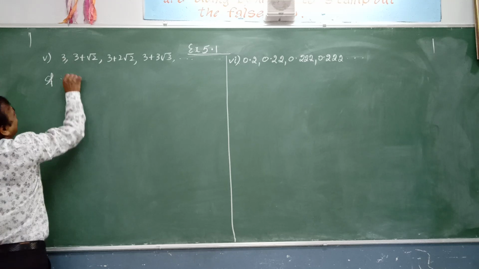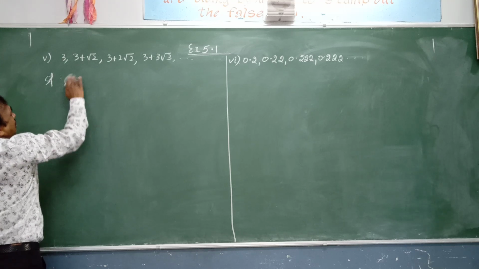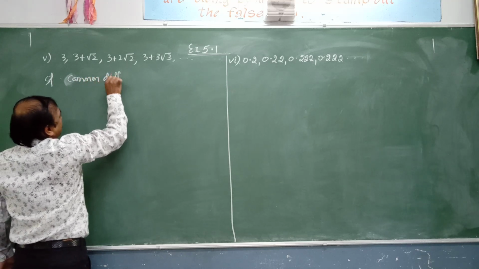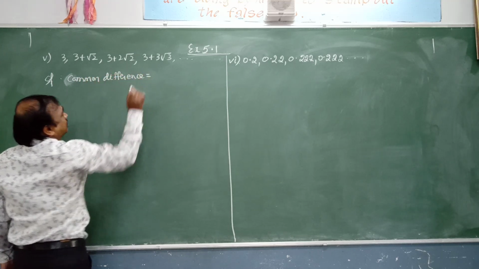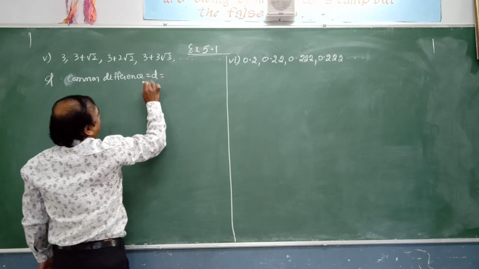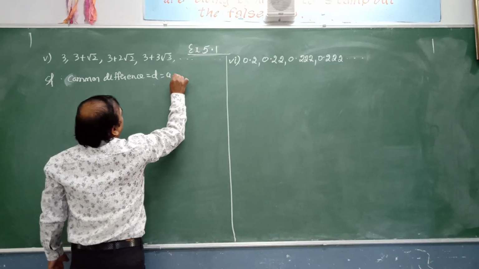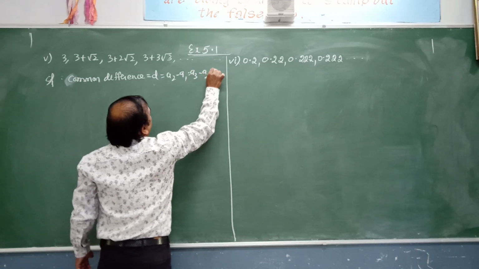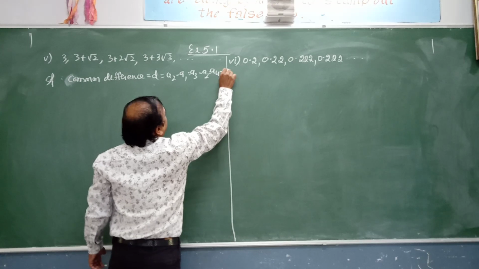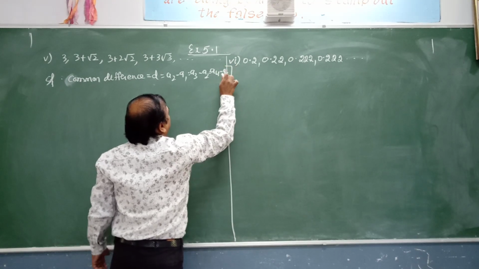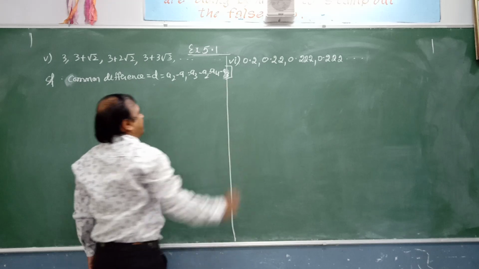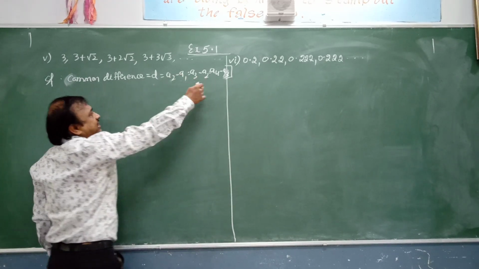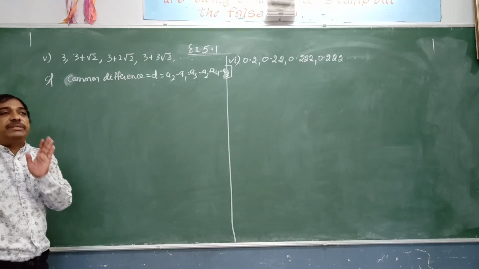So first, what is the common difference? Common difference is denoted by d. d is equal to a2 minus a1, a3 minus a2, which is equal to a4 minus a3. Observe it. a2 minus a1, a3 minus a2, a4 minus a3. The difference must be equal.